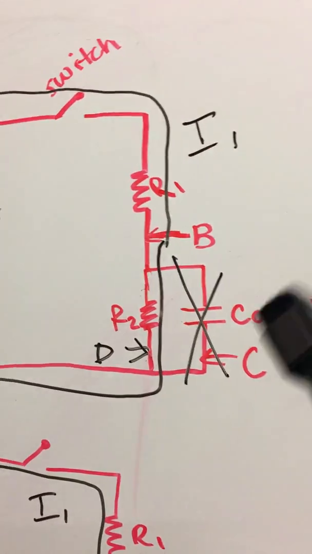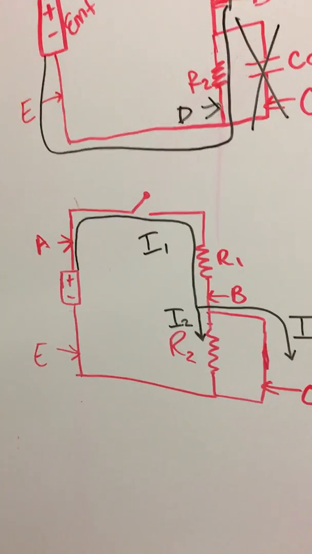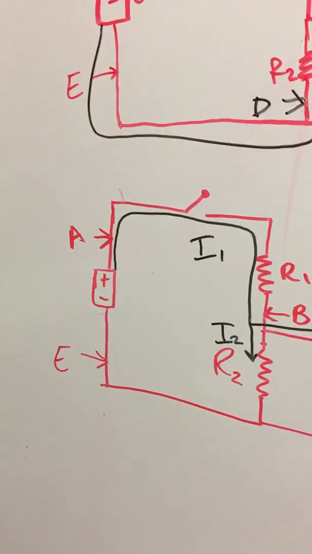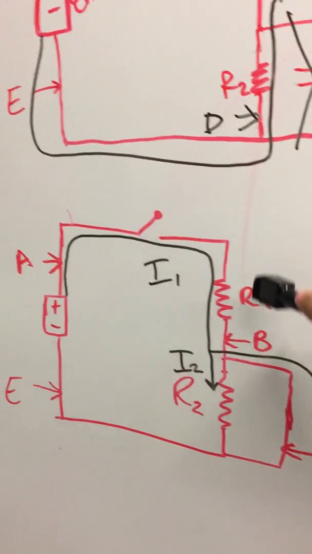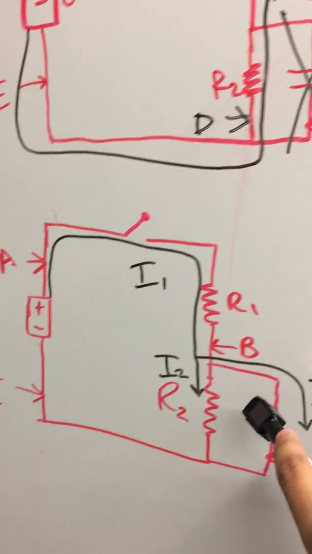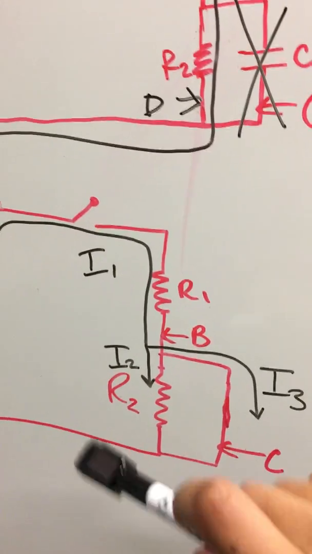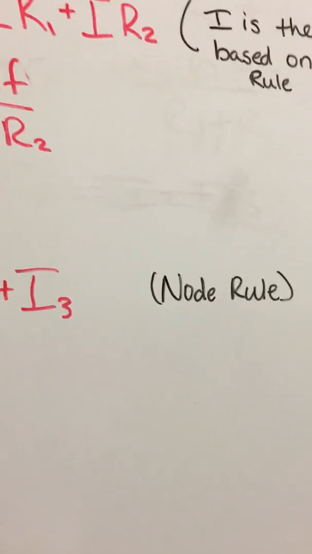But if the capacitor wasn't there, or if the capacitor wasn't fully charged, like the switch was just closed, this is how the circuit would look with the corresponding currents. So first you have a current coming out here, and this is I1. But now you get over here, so then the current splits, because now you don't have the capacitor. So then you have I1 is equal to I2 plus I3, and that's the node rule.